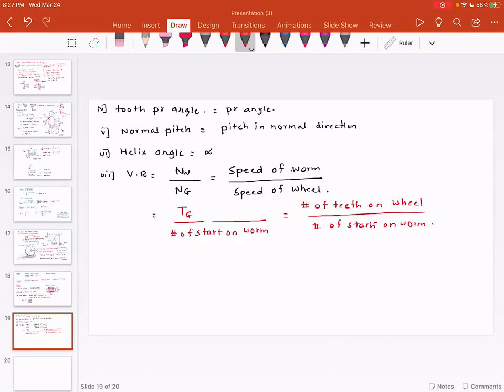So I'm going to stop here today, but in the next class, I will give you the design guidelines or design process for the worm wheel and work out a few problems. If you have any questions, I would be happy to answer.